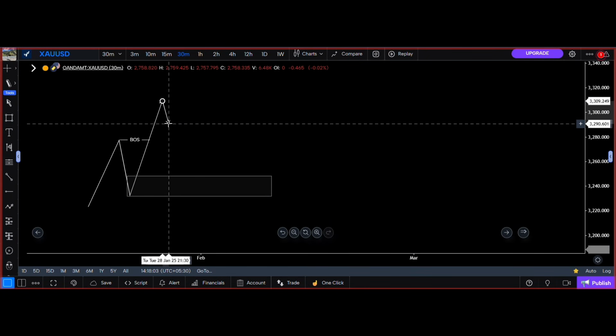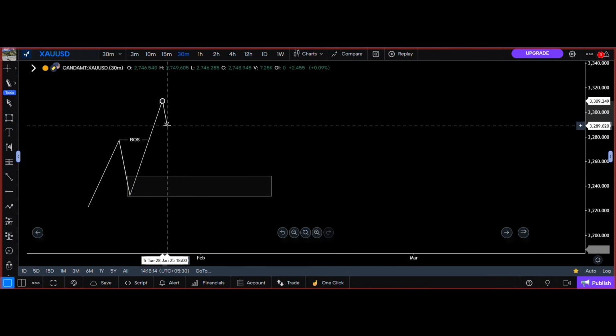Sorry to interrupt. I just wanted to understand the entry model 1 which you just told us. Is that going to be tap and go? Yeah, tap and go. That's for higher time frames only, like daily, weekly. Not less than daily? 4-hour is okay. From 4-hour to weekly you can consider any.